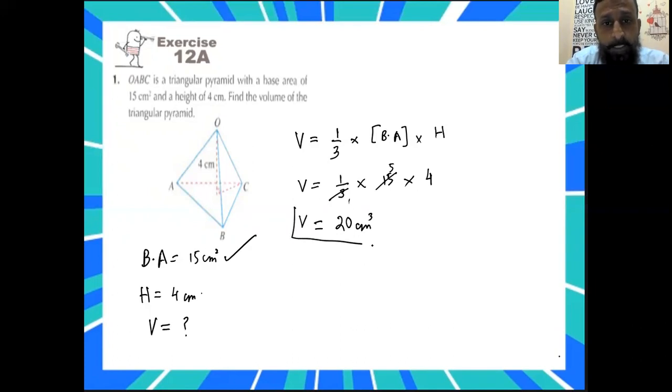I hope this makes sense to you guys. We have simply used the formula 1 upon 3 times base area multiplied by the height, substituting the values of the base area that was already given to us as 15 centimeters square, and the height was given to us as 4 centimeters. Simplifying it, we found the volume as 20 cm cube.